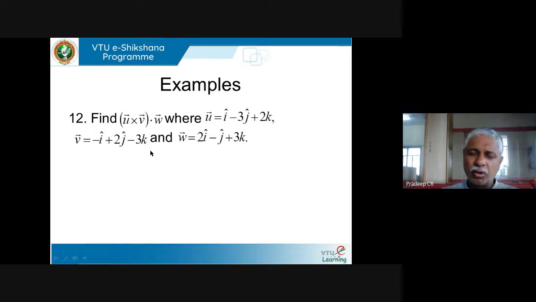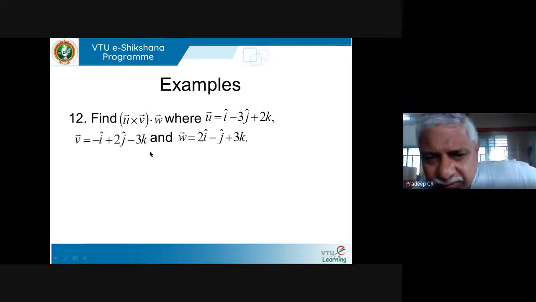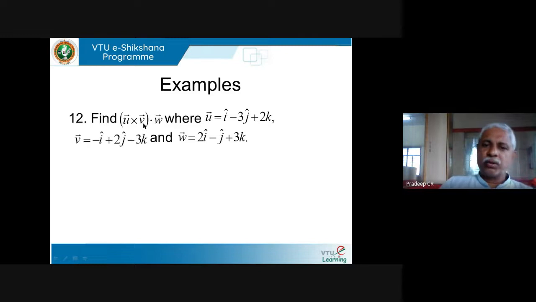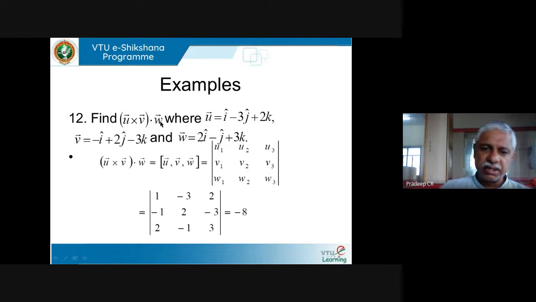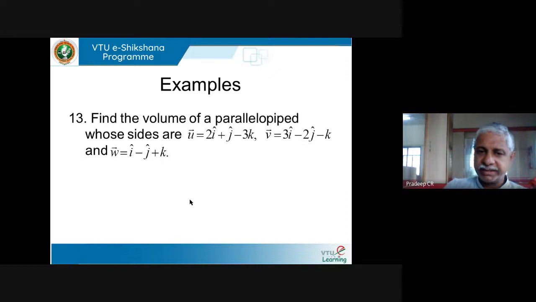So let us solve a few quick problems, easy ones. Find u cross v dot w, where u is this, v is this, w is this. Don't go about it stepwise. This is a scalar triple product, so directly you can write it as this determinant: u1, u2, u3, v1, v2, v3, w1, w2, w3. There it is: u is 1, minus 3, 2; v is minus 1, 2, minus 3; w is 2, minus 1, 3. So that's the determinant. You evaluate it. I won't do the details here. I hope I have done it correctly. You can check it as minus 8.